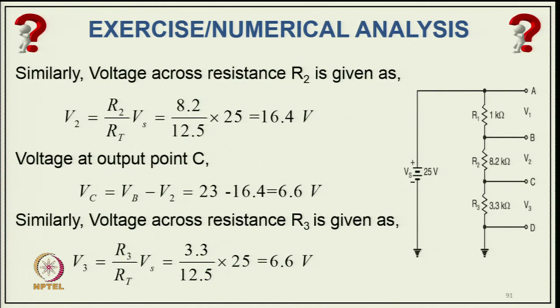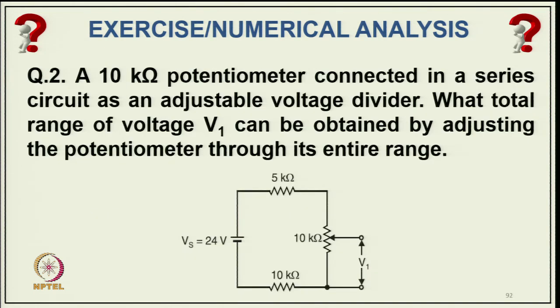Similarly, V2, the voltage across the resistance R2, will be Vs upon RT, that is the current, into R2. So, 8.2 divided by 12.5 into 25 is 16.4 volt, and the voltage at point C will be Vb minus V2, that is 23 minus 16.4, 6.6 volt. Similarly, the voltage across R3 is the current multiplied by R3, that is 3.3 divided by 12.5 into 25, which is 6.6 volt. So, that is the first problem.